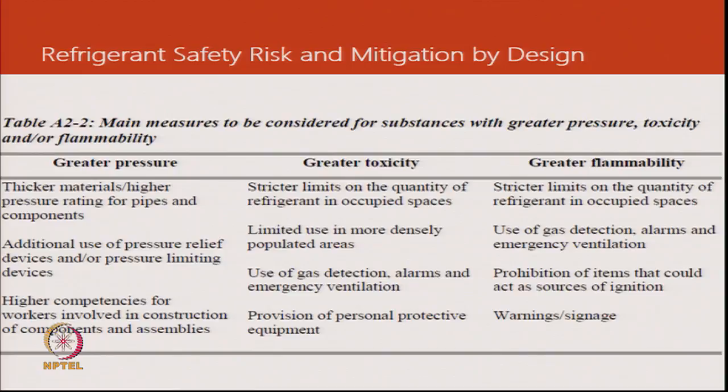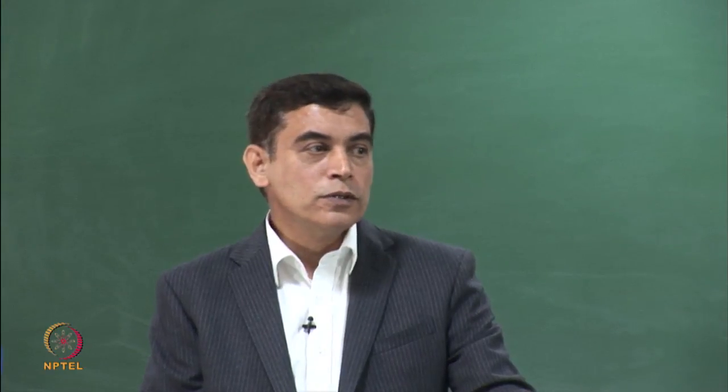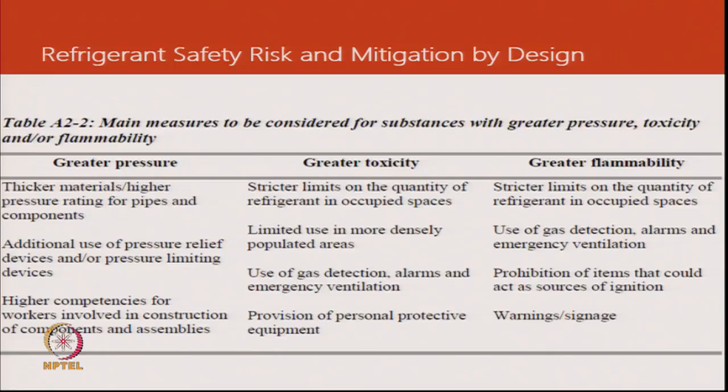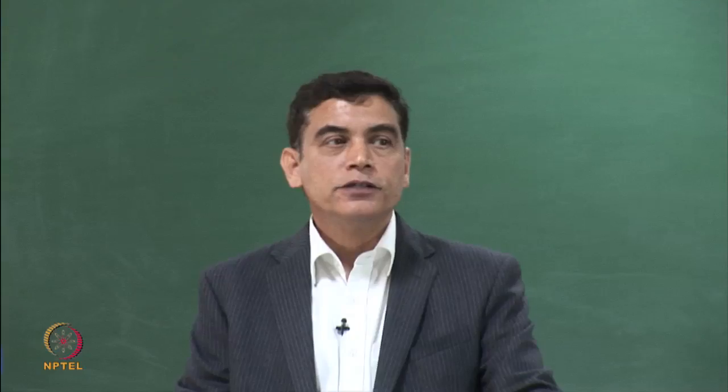Then greater toxicity. So we have seen how toxicity classification happens. Now if you're using a toxic refrigerant in some particular case, what would you do to mitigate that risk? So first is quantity of refrigerant in occupied spaces has to be limited. Both manufacturing, service, installation, it requires training. So it's to do with competency. And then if we have choices, we would not install such equipment in areas which are heavily populated. We would also deploy technology in a way that, so if there is a leak, if we had the means to detect the leak and take corrective action.